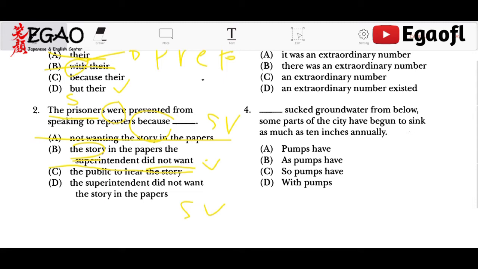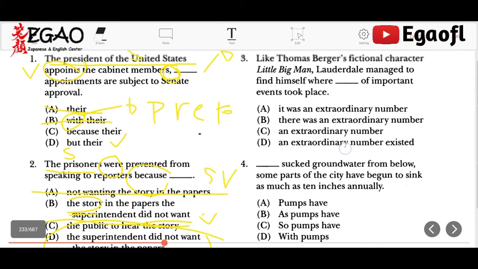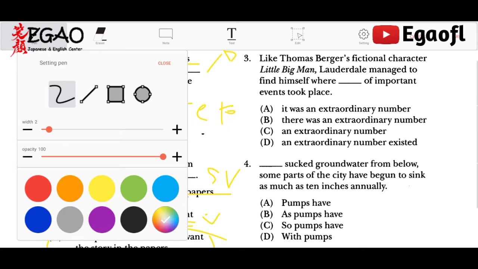What about the word order? The best answer is D. "The superintendent did not want the story in the paper." Because the word order is more logical than B. Okay, and now let's discuss number 3 and also 4.